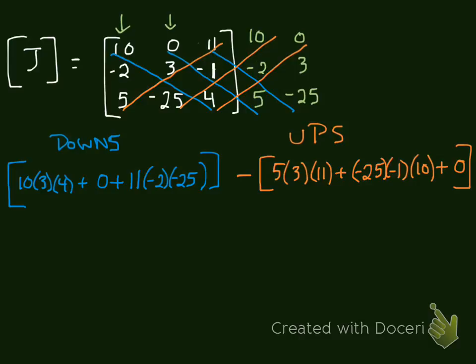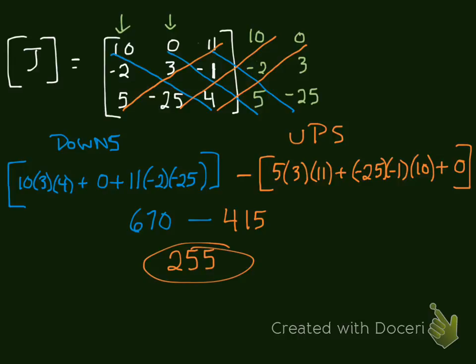It's beautiful that way. So I add all my downs together and I get 670. Now I have to subtract the ups. Add all the ups together, I get 415. So downs minus ups is 255. That is the determinant for the J matrix.